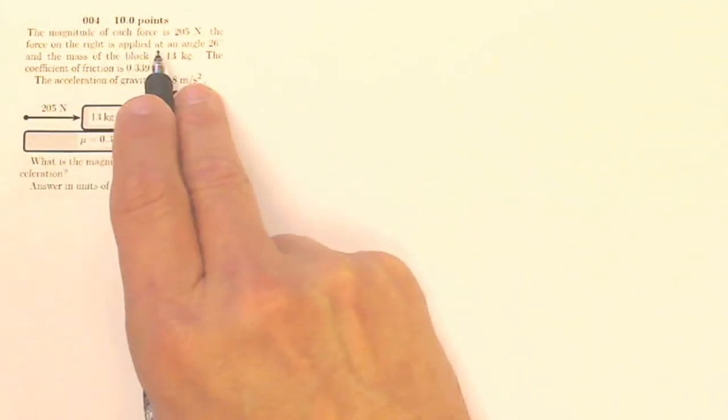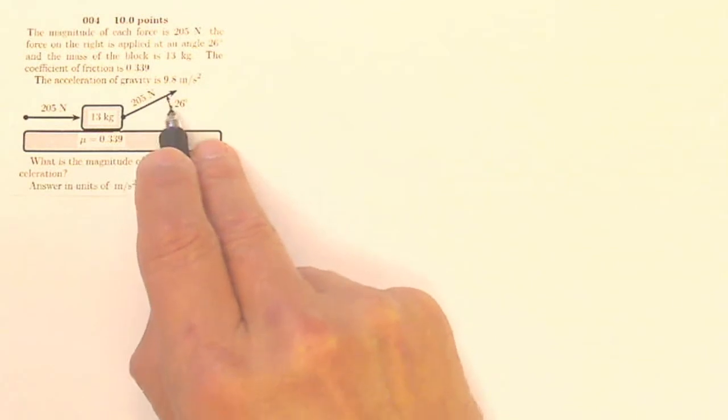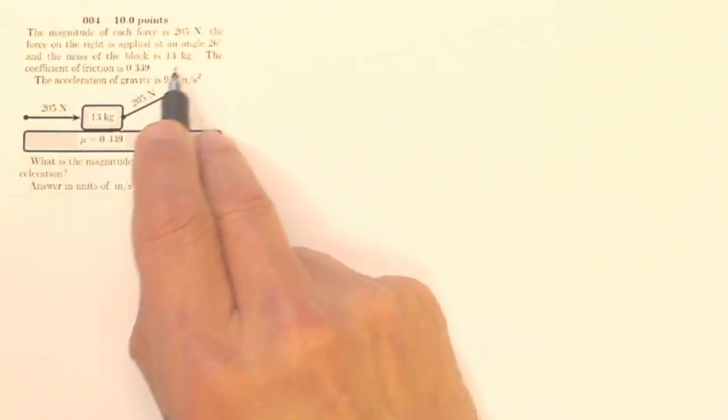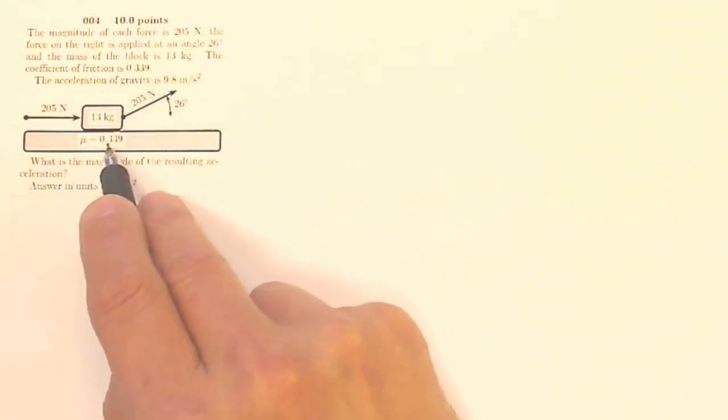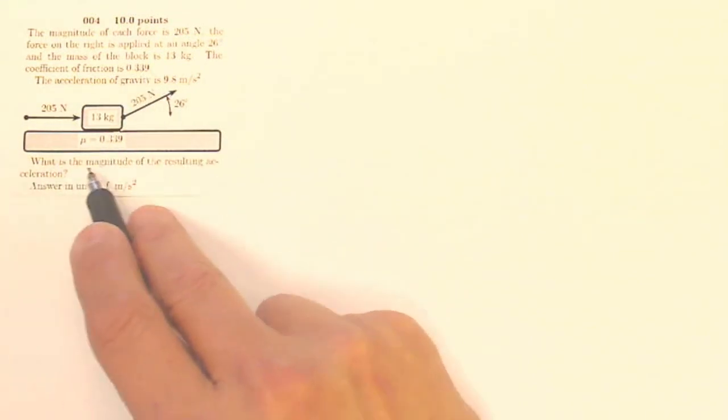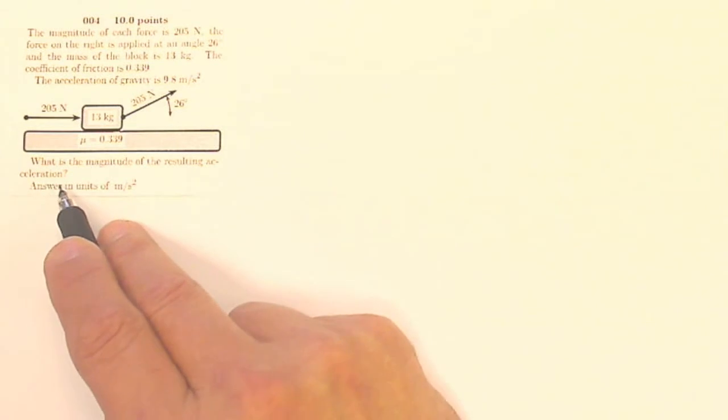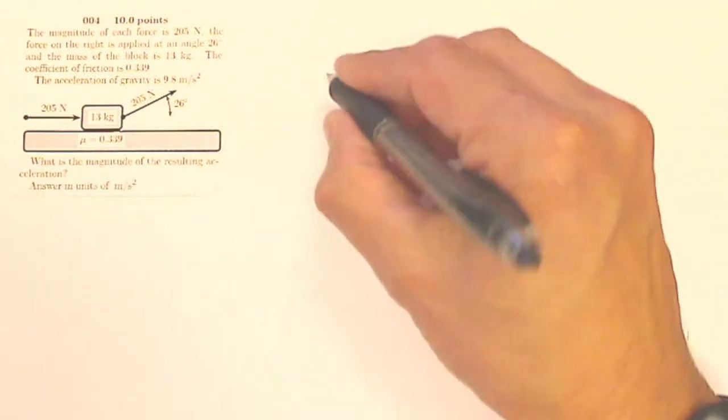The force on the right is applied at an angle of 26 degrees, so I know that's 26 degrees, and the mass of the block is 13 kilograms. The coefficient of friction is 0.339, so it's not frictionless. What is the magnitude of the resulting acceleration? Well, let me think about this.